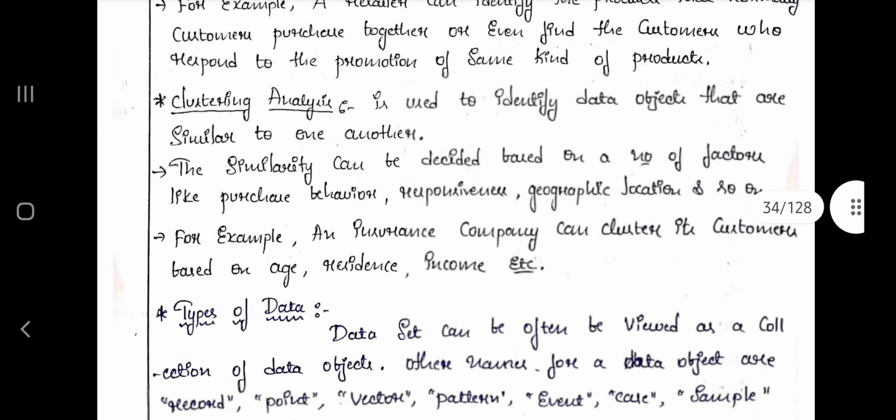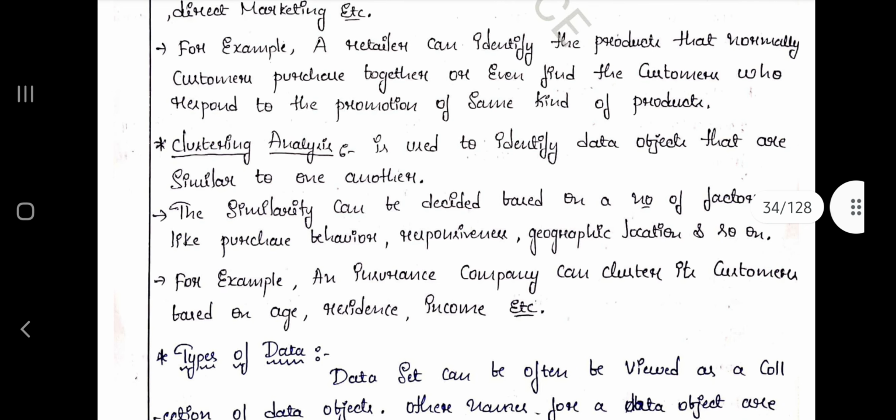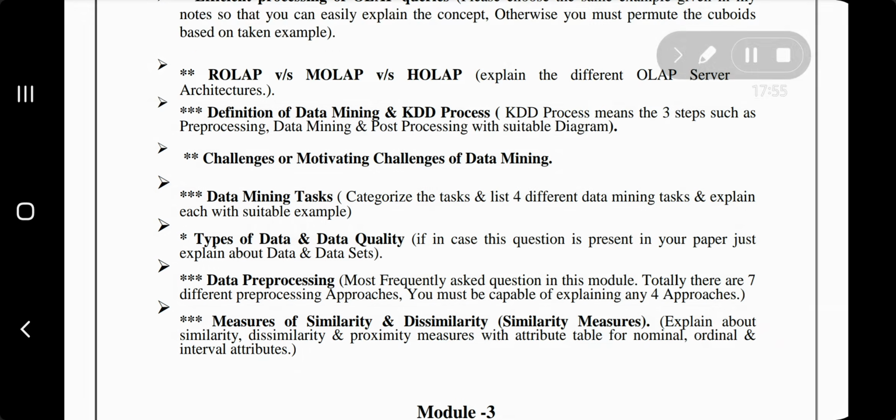So that's what you have to explain if they ask about the data mining tasks. Two things are there: predictive and descriptive. In descriptive, four things are there: anomaly detection, association, clustering, and so on. Make sure you go through the notes at least once.